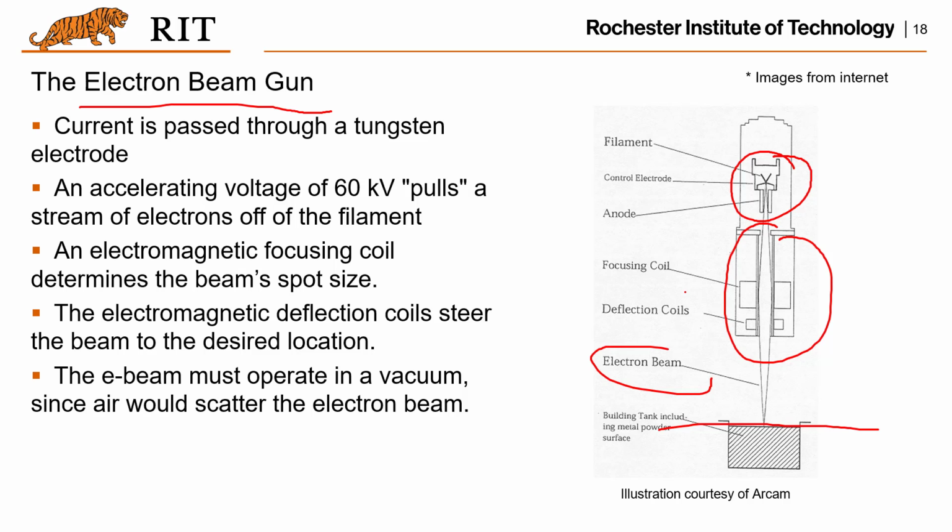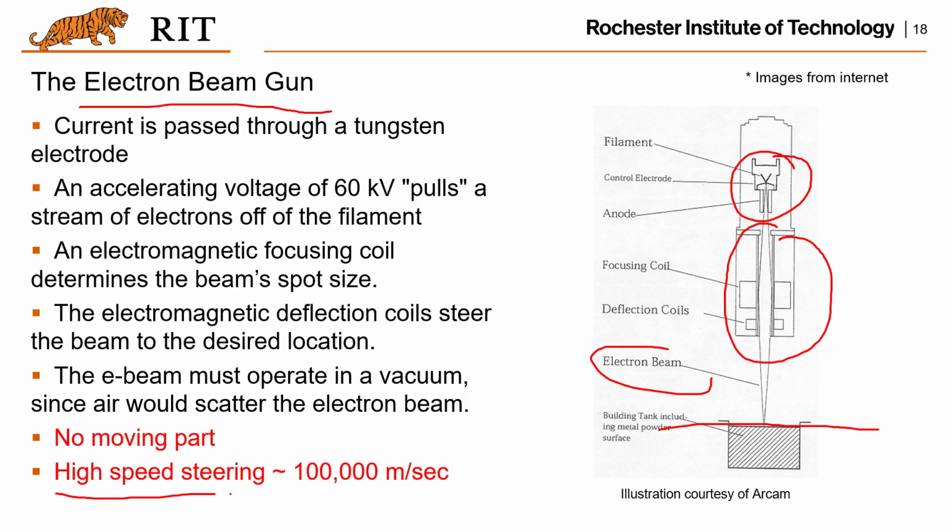It's all the change of the electron beam controlled by those coils. The benefit is it moves very fast, and high-speed steering can be achieved. Usually, it can reach 100,000 meters per second. So that's why, when you're looking at the video, it looks like several electron beams are scanning. Actually, it's just one. That's a visual illusion because the speed of the electron beam is so high.